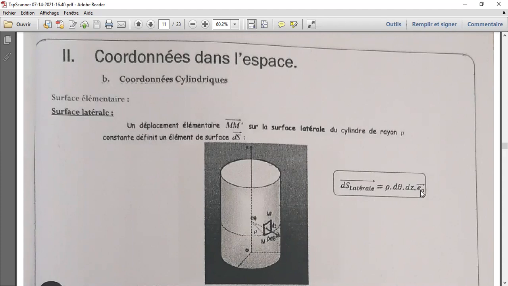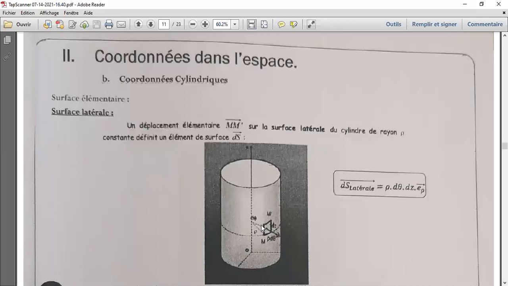And I said that e rho here is just showing that this surface here, which I'm calculating, is perpendicular to this vector, which is e rho. That's why I'm saying this vector is coming outside here. This vector is coming outside here.